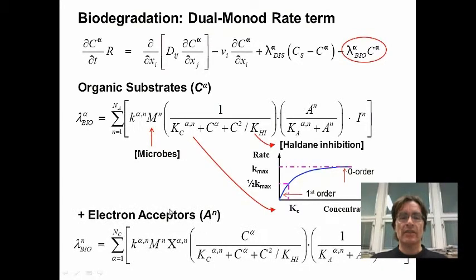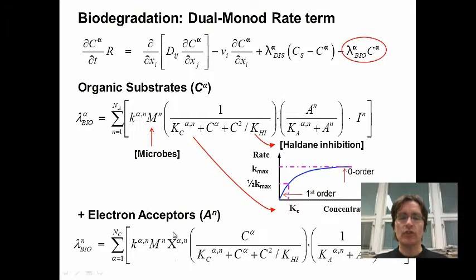As I mentioned, the electron acceptors are also in the dissolved phase. We can also use the same advection dispersion equation to solve for that with just a change in the degradation term here. Basically, we add a stoichiometric coefficient, which tells us that for each mole of substrate degraded, we'll have X moles of electron acceptor consumed.